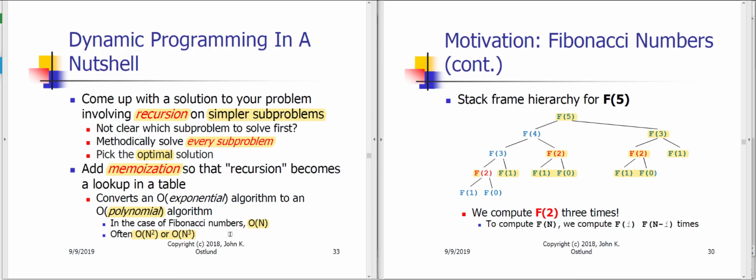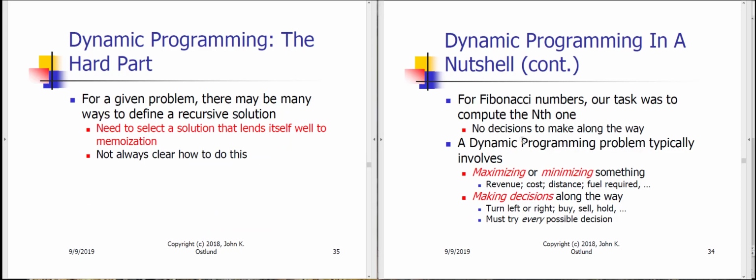So we simply learn to take what we can get, and if what we can get is still not good enough, then that leaves room for even further research. Okay, now for Fibonacci numbers, our task was pretty straightforward. We simply needed to compute and return the nth Fibonacci number, and we didn't have to make any decisions along the way about which direction to go or whether to buy something or sell something.